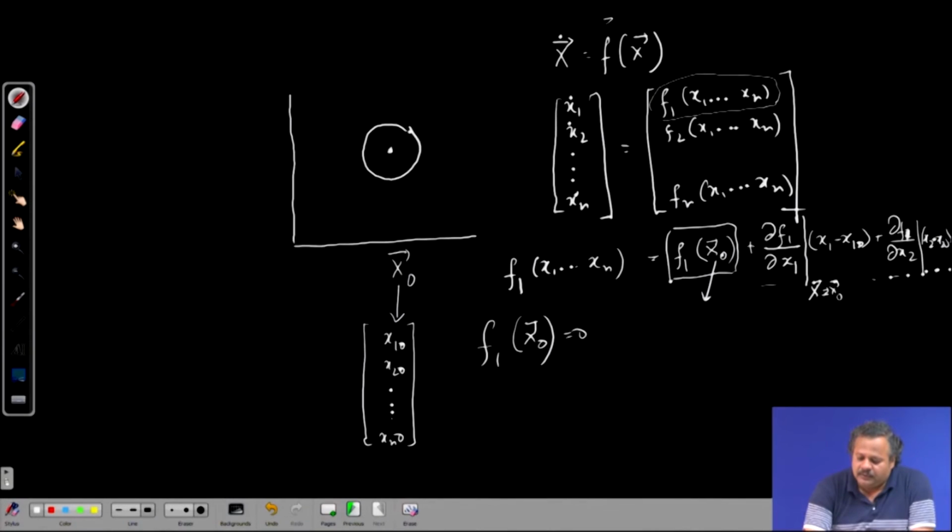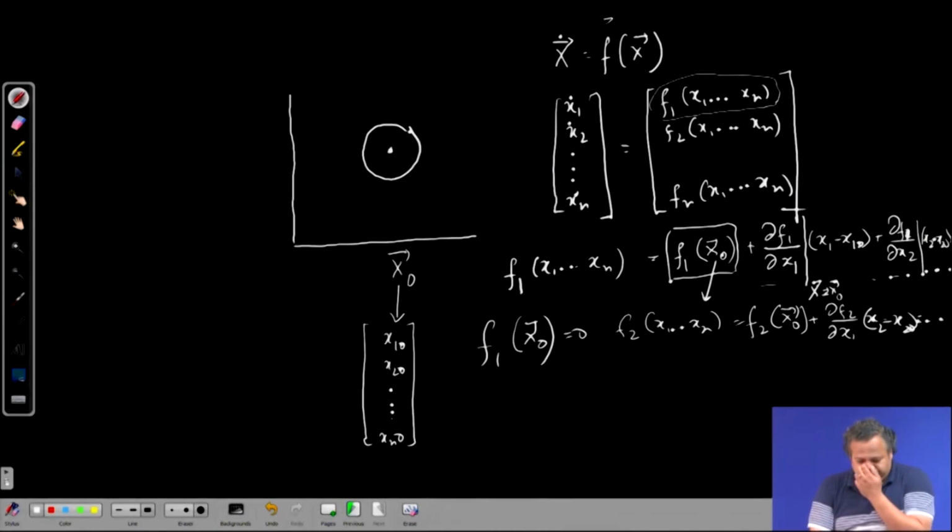So, this term goes to 0. So, we are only left with the partial derivatives of f1 with respect to x1, x2, up to xn. Similarly, for f2, we can replace it by f2 of x naught and then del f2 del x1, and so on, with the multiplication of x2 minus x20 and so on. Now again, f2 of x naught is also going to be 0.